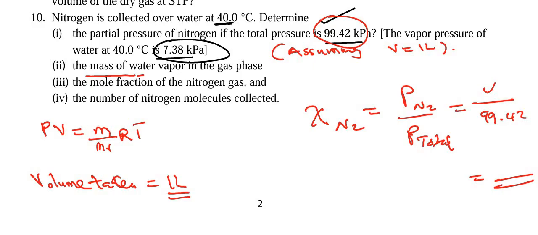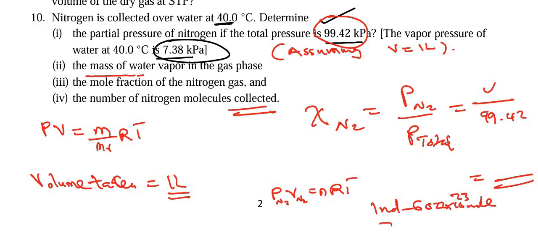Then if they ask for the number of nitrogen molecules collected, you have to get the number of moles first. So in short, you use this equation: pressure of nitrogen times the volume, 1 liter, of the whole system, equals the number of moles times RT. Get the number of moles. After you get the number of moles, you know that 1 mole contains Avogadro's number of particles, 6.02 times 10 to the 23 molecules. So that number of moles will give you how many molecules of nitrogen gas were present. So this is what we are supposed to do here.